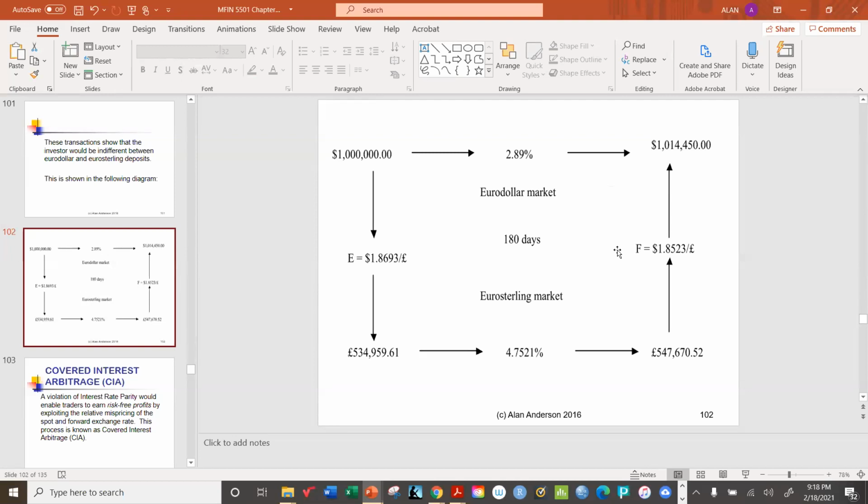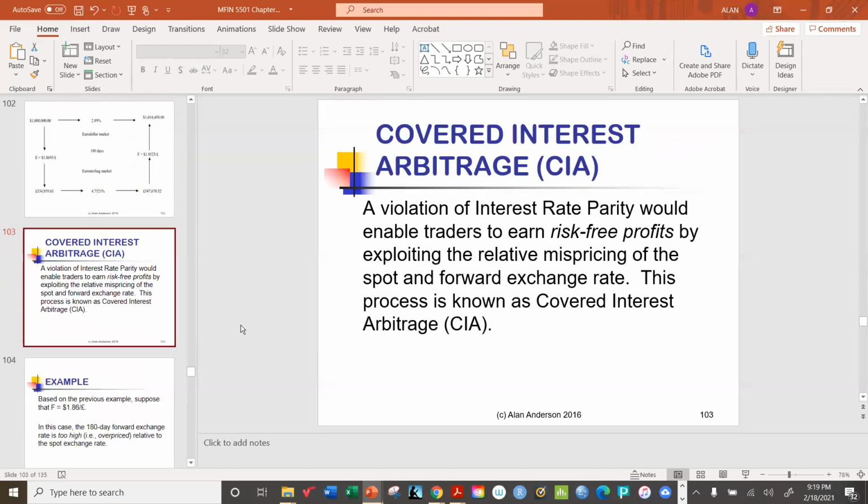And now here, there's a special name for this. The type of arbitrage that we'll be able to earn is called covered interest arbitrage. Because in the process of doing this, you are covering or hedging your foreign exchange risk with a forward contract. And by doing that, you are locking in risk-free profits when the forward exchange rate deviates from the correct value.